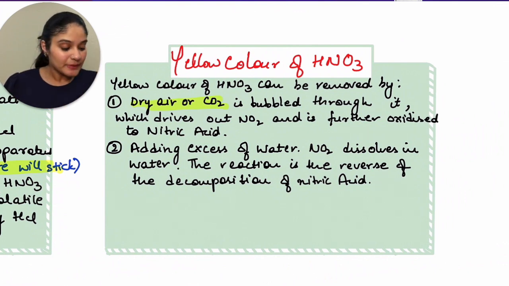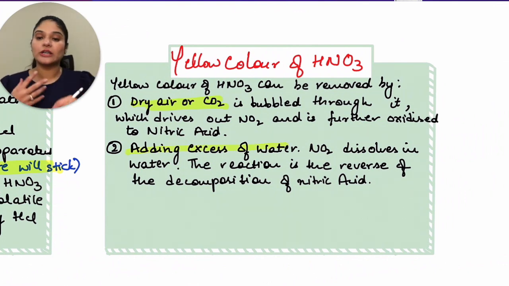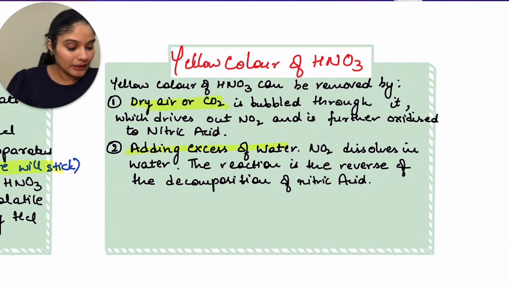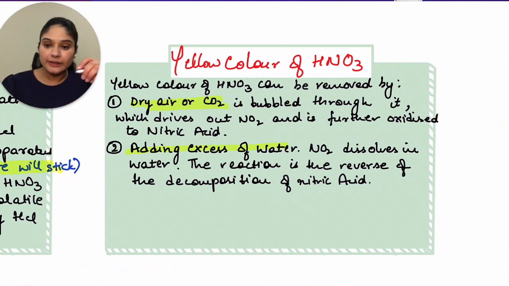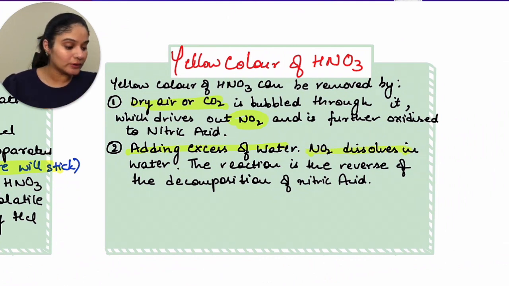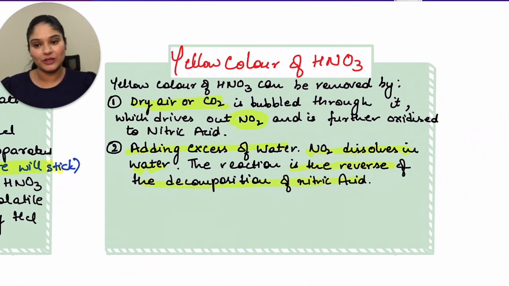The second is adding excess of water. When you keep adding water to it, NO2 is soluble in water, so it gets dissolved. This reaction is also known as the reverse of the decomposition of nitric acid. So let's read it. Dry air or carbon dioxide is bubbled through it, which drives out NO2 and is further oxidized to nitric acid. Second point, adding excess of water, NO2 dissolves in water. The reaction is the reverse of the decomposition of nitric acid.